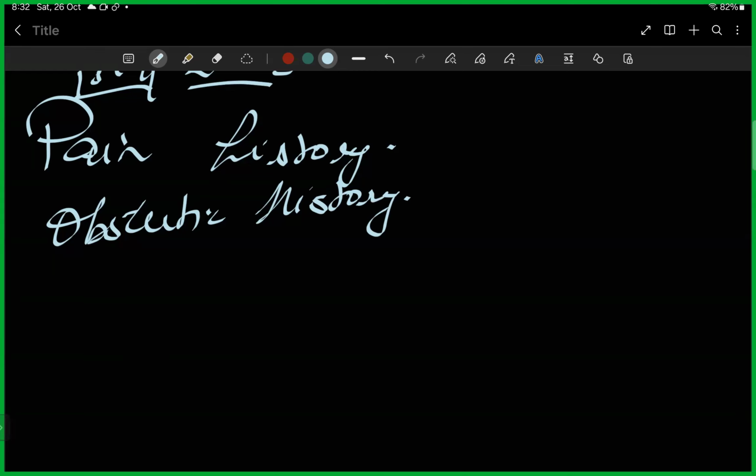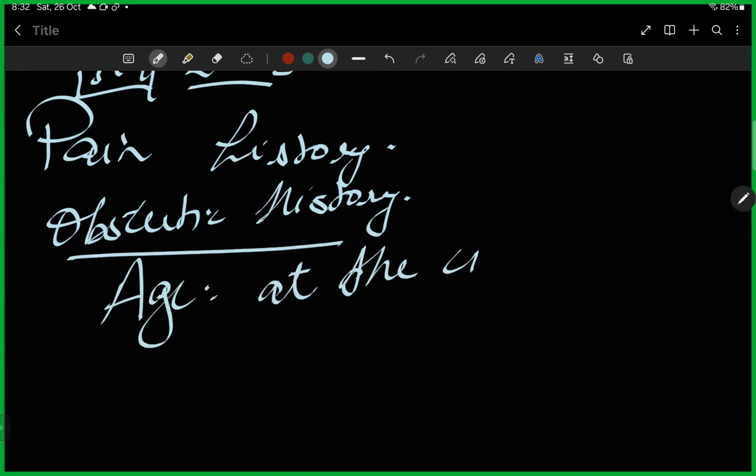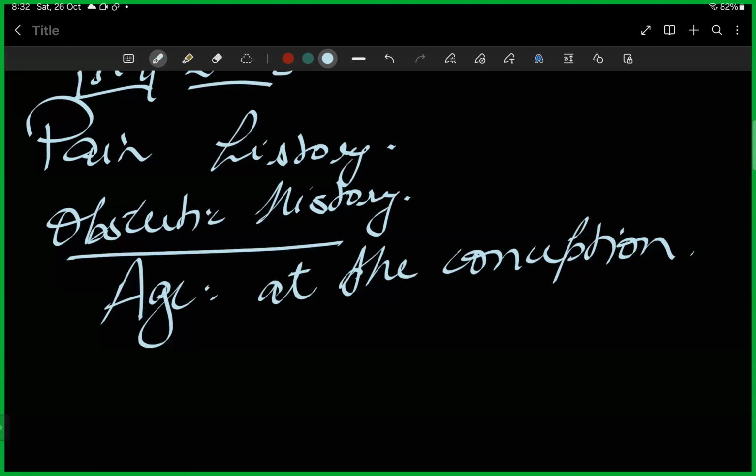In obstetric history, you can ask the age of the patient at the time of conception. I'm not only referring to this pregnancy. If this is their second pregnancy, at what age they had the first pregnancy, that also you can ask. Sometimes, if you go to the general ward, you can see some 20-year-olds having their third baby. If you enter the obstetric ward, you can find people even half your age having their second or third baby. In that case, you'll have an idea of their health status.